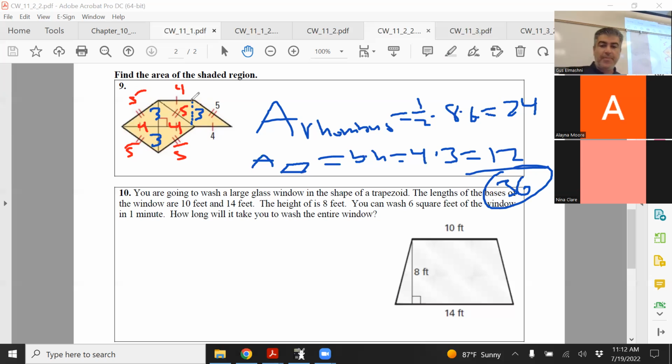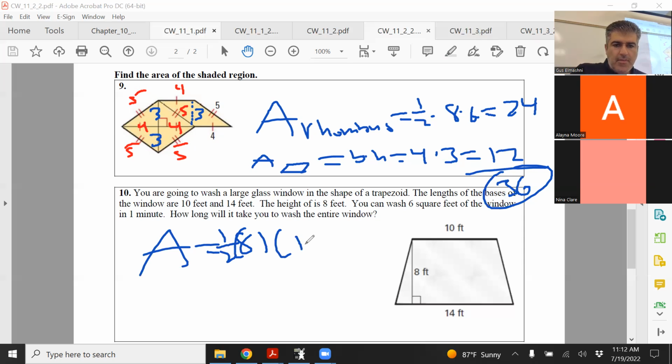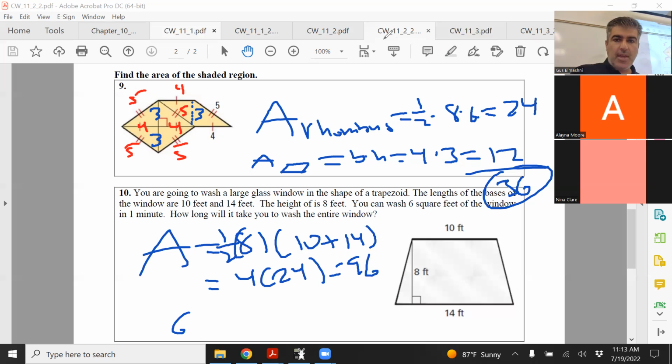Yeah, that was kind of a crazy one. And then this word problem: the lengths of the bases are 10 and 14, and the height's 8. You can wash 6 square feet of the window in 1 minute. Okay, so let's find the area. It's not hard. 1/2 times 8 times 10 plus 14. 4 times 24, which is 96. And you could do 6 square feet. Oh, you guys can't see that. Let's go to red.